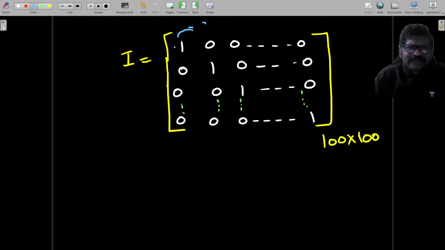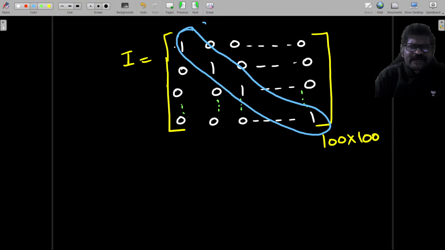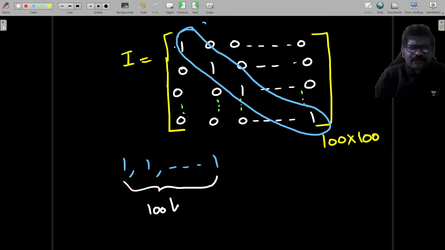Eigenvalues are its leading diagonal elements. So you can understand that 1 is repeated 100 times. So what is set E?